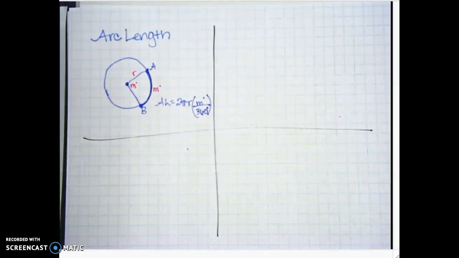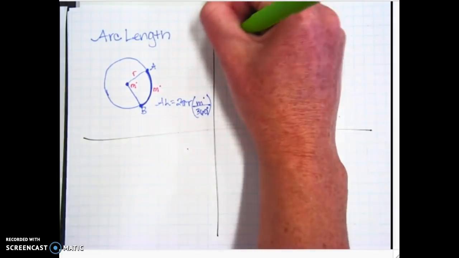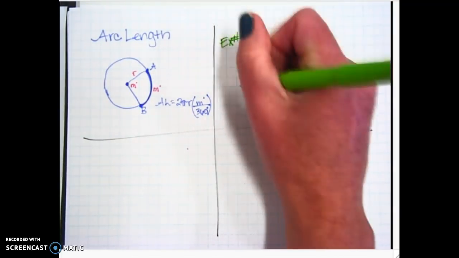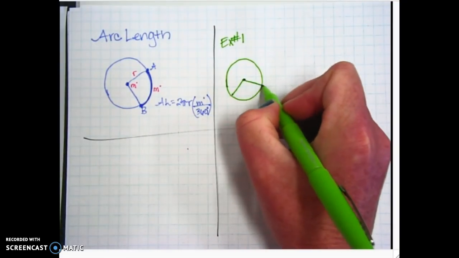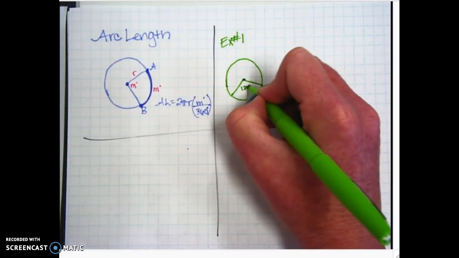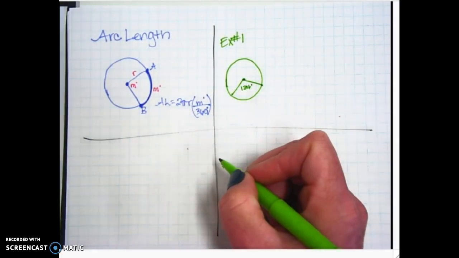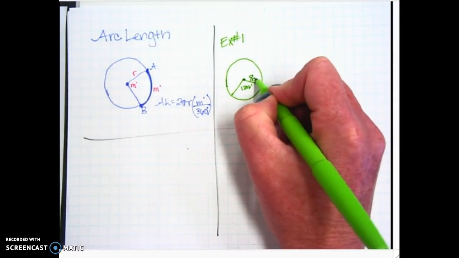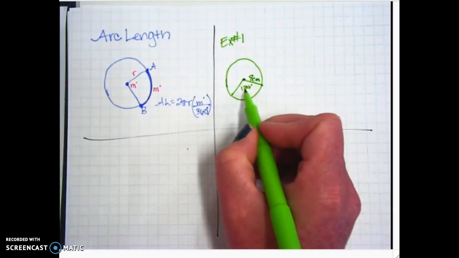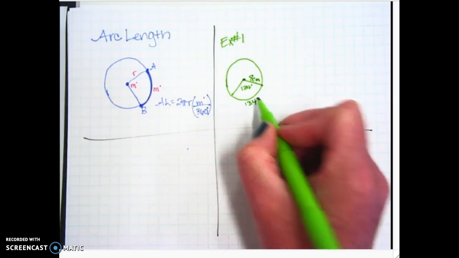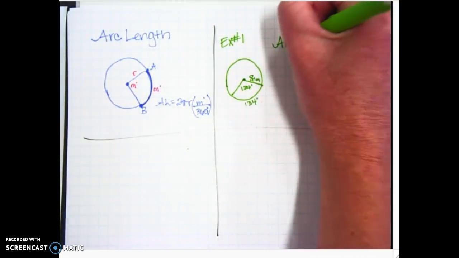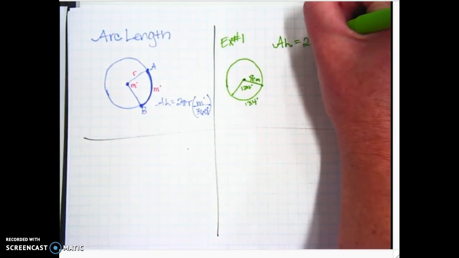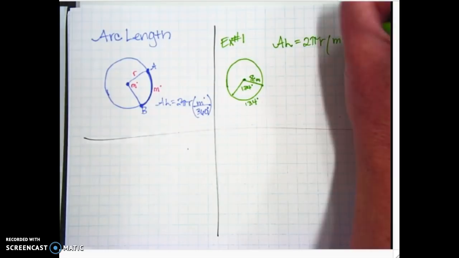In the box right next to it, we're going to put example number 1. We're going to draw a circle and carve out an angle in it that is 134 degrees, and give it a radius of 8 centimeters. The angle can either be here or out here. They're the same. That central angle is going to have the same arc angle. We're going to start by writing down the formula for arc length, which is 2 pi r times the measure of the angle over 360.